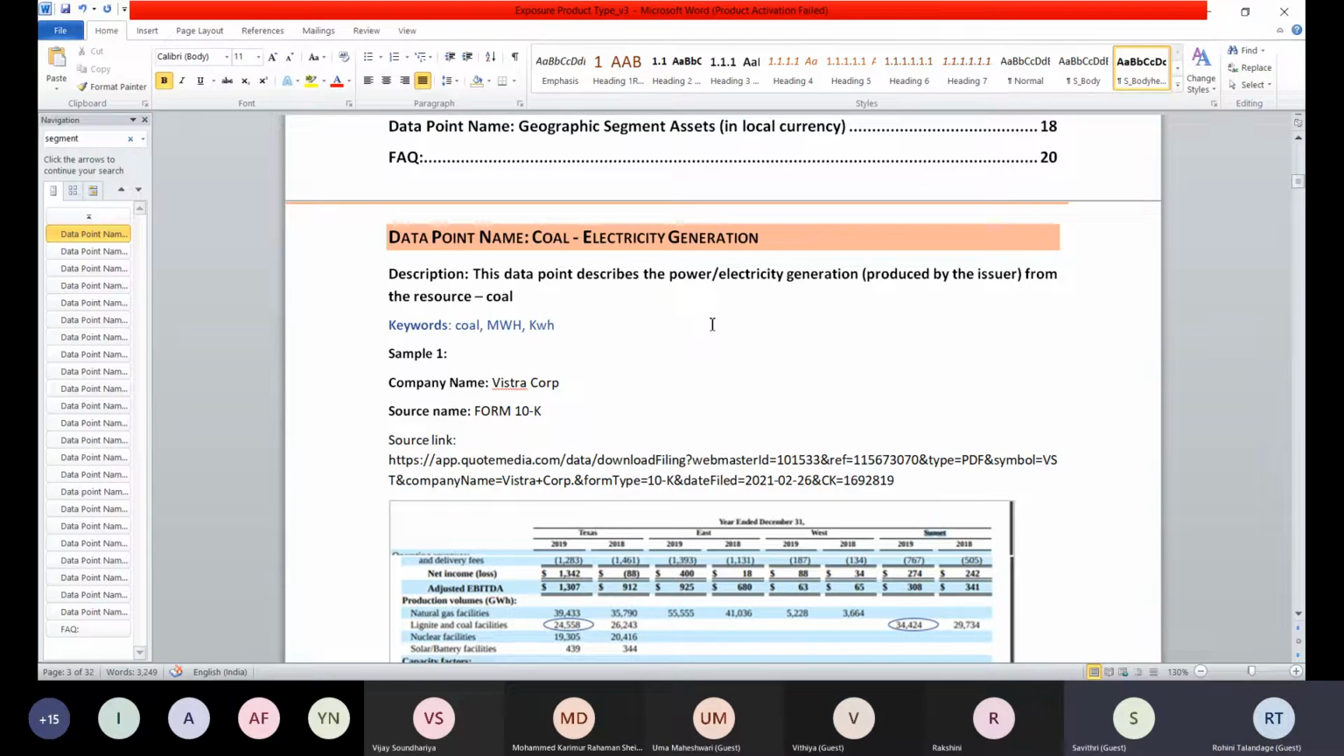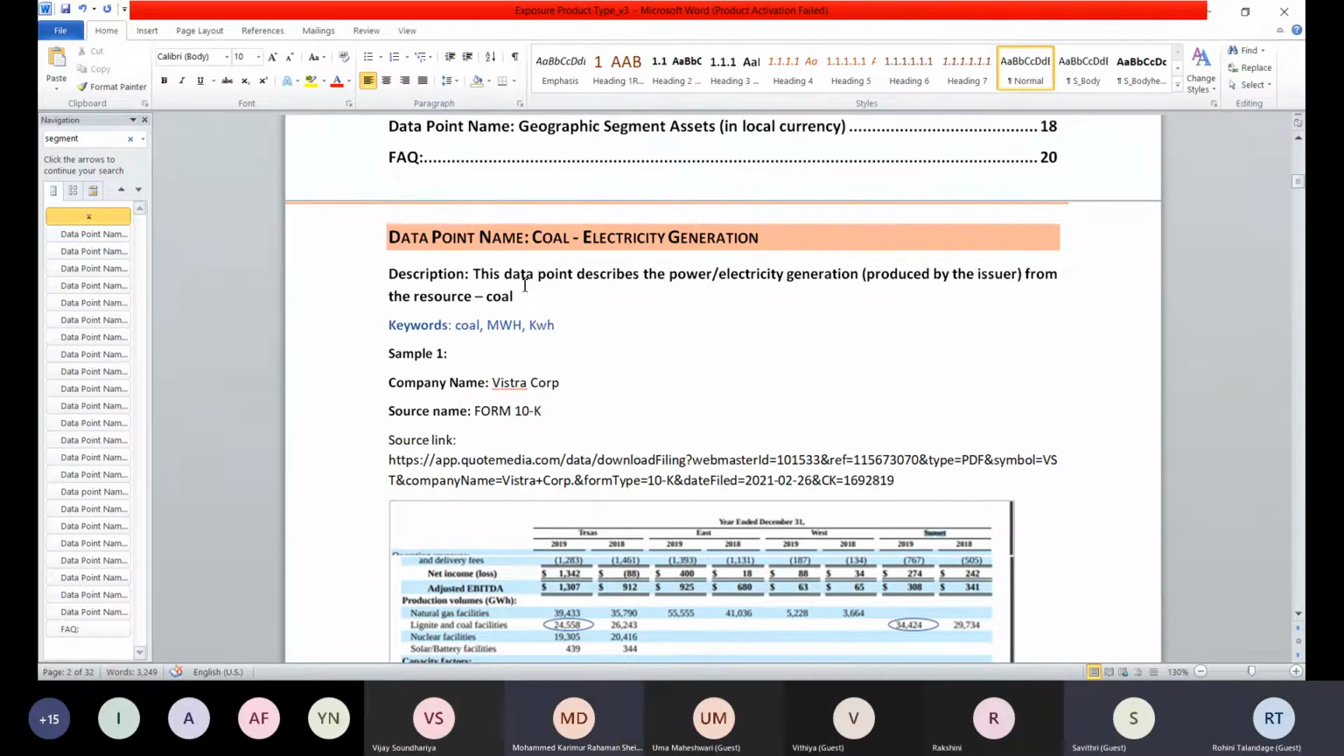Now that segment part is over. Now we will go to the next data point, coal electricity generation. Rohini, please explain the concept first. These are the set of data points, right, under generation, electricity generation. Please explain what is electricity generation. Then you go one by one.